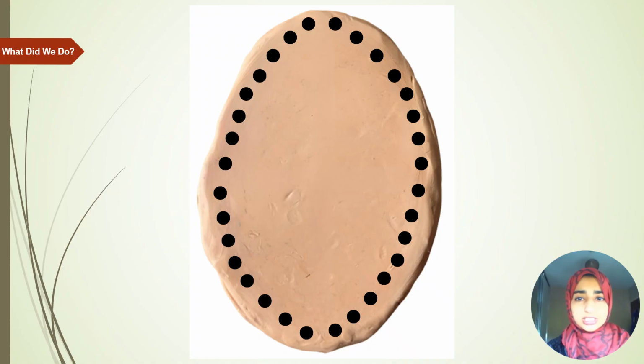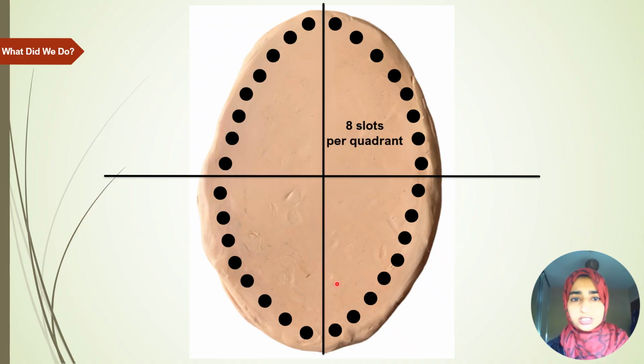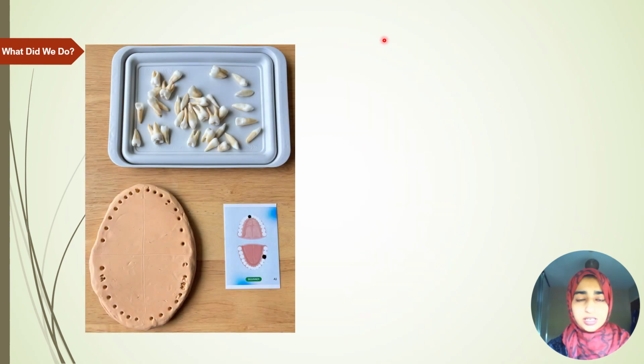The dental arch bases were created using modeling clay. Each contained 32 holes, which were divided into 4 quadrants to allow teeth to be inserted and held into the correct place. To begin, students were provided with a full set of 3D printed adult teeth, a dental arch base, and a full set of challenge cards.